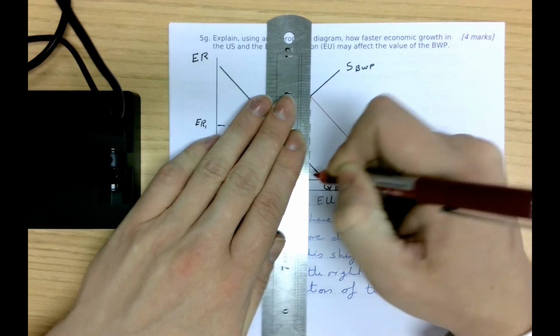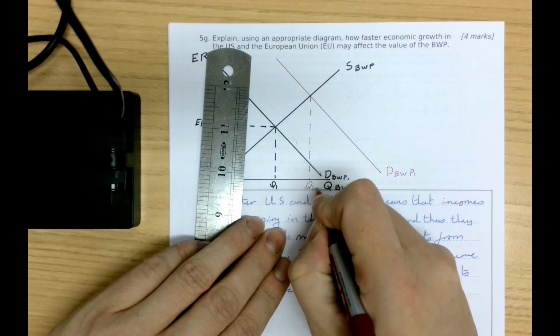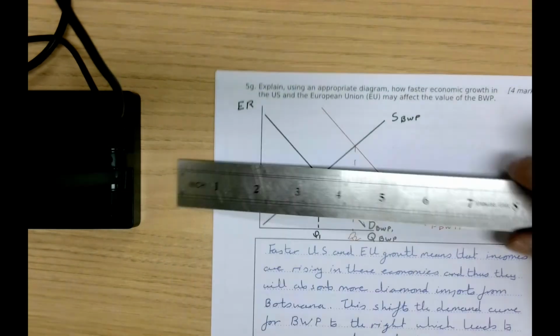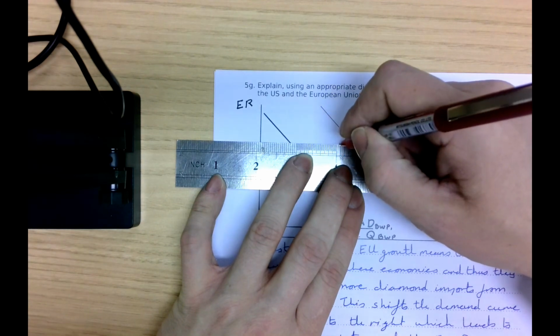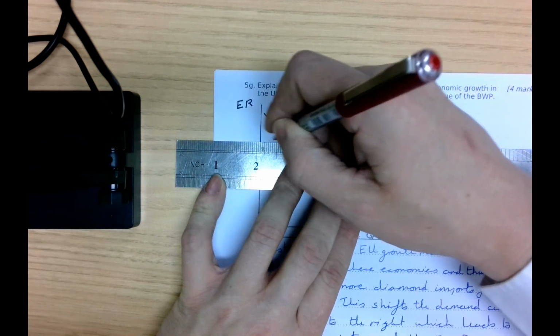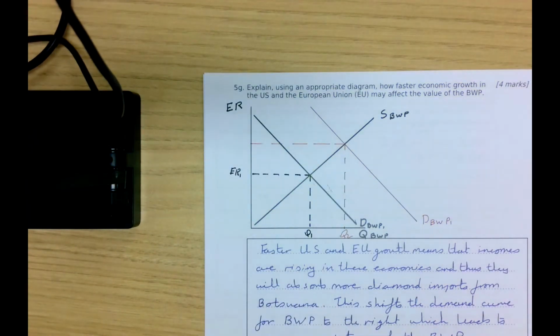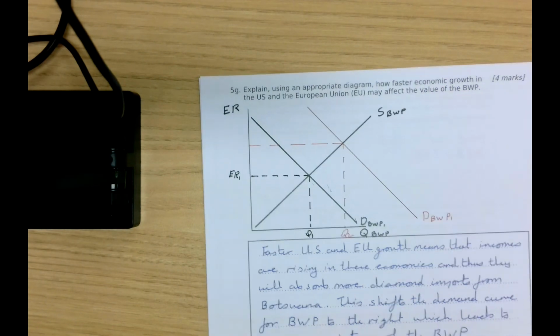There's no real reason that I'm drawing this in red. It's just to highlight it. All right. So obviously, just draw all your diagrams in pencil. We don't need fancy colours or anything like that. Okay. So there's going to be more BWP bought by Europeans and people living in the US, and it's going to be a higher exchange rate.